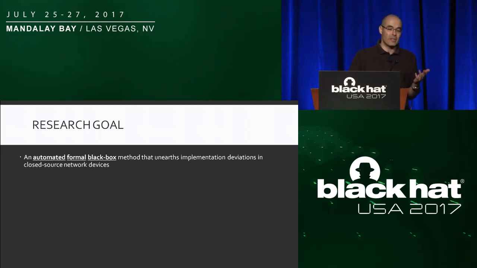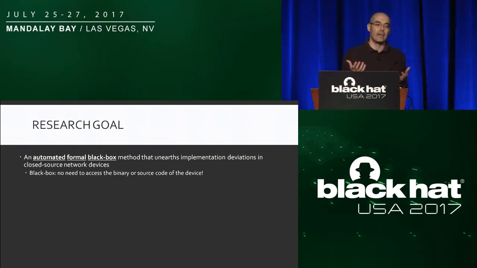Instead, what we propose, the goal of our research, is an automated formal black box method that should unearth those deviations. Again, the deviations of the protocol implementation in the router as compared to the standard protocol. And by black box, I mean that the method does not require access to the binary code or source code of the router. We only observe its external behavior, like the external state, like the routing state of the protocol of the router, routing tables, or all the packets the router sends. Only the external behavior, which we can observe.